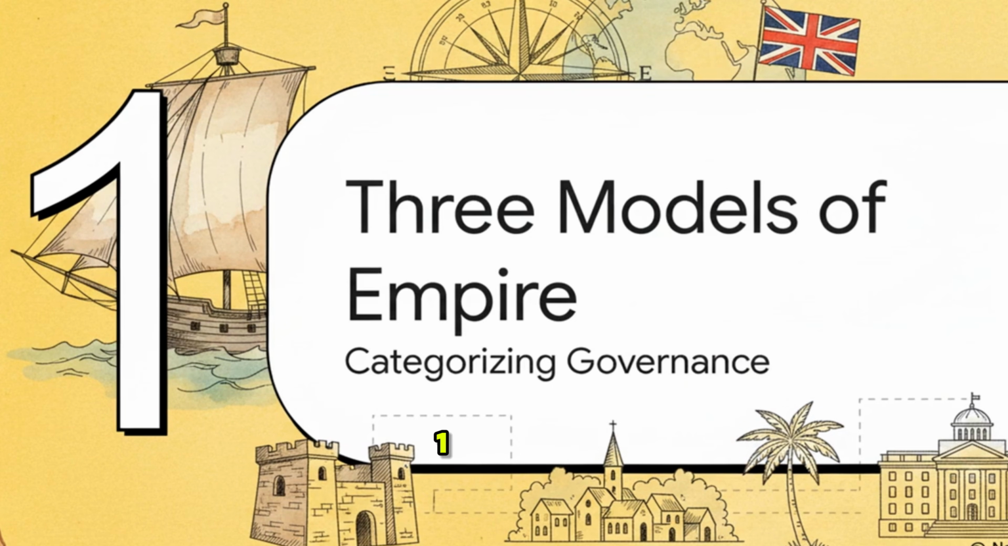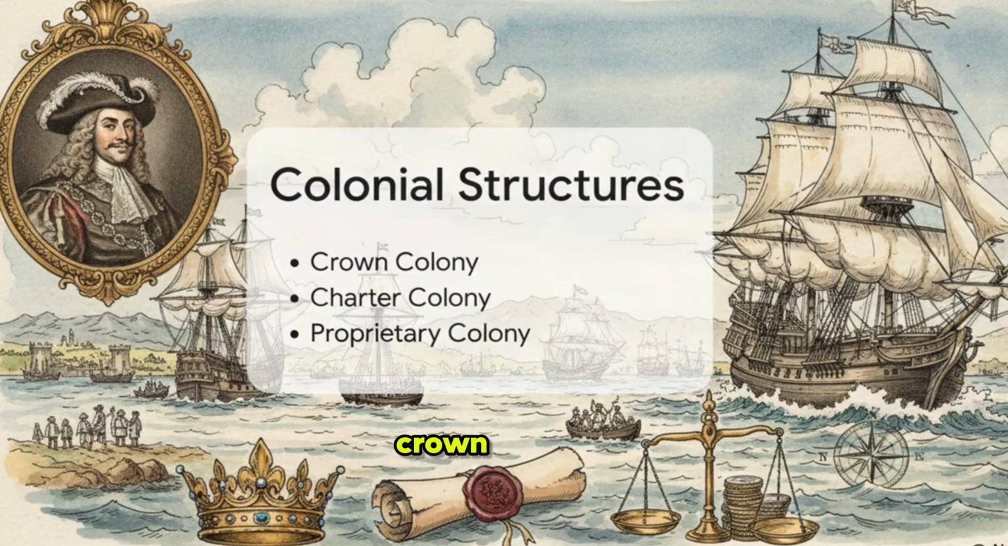All right, part 1, 3 models of empire. Let's categorize how early colonial governance actually worked. So, when the English crown really started looking outward, think back to the reigns of Queen Elizabeth I and King James, they absolutely didn't have some grand, monolithic master plan. They kind of just experimented.